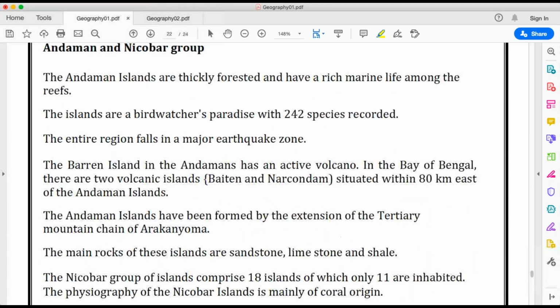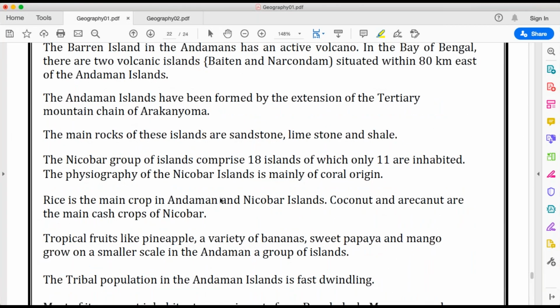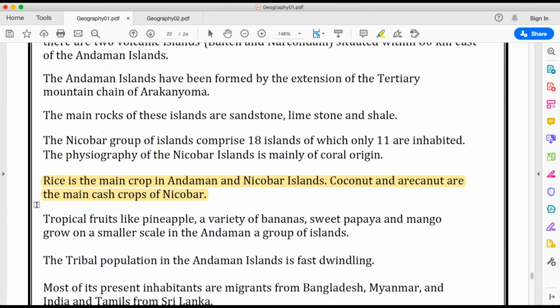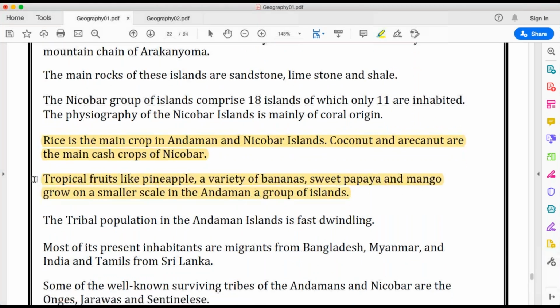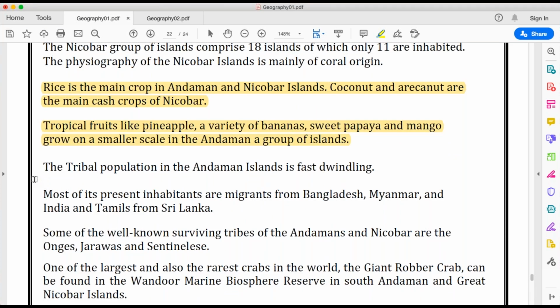Islands, they are not going to ask you a lot about islands, but yes, you should know which is the main crop of which island. So if I say Andaman Nicobar, you should be able to tell me that rice is the main crop, and coconut is the main cash crop of Nicobar. You should be able to tell me the fruits. But apart from this, you don't need to remember a lot in detail.